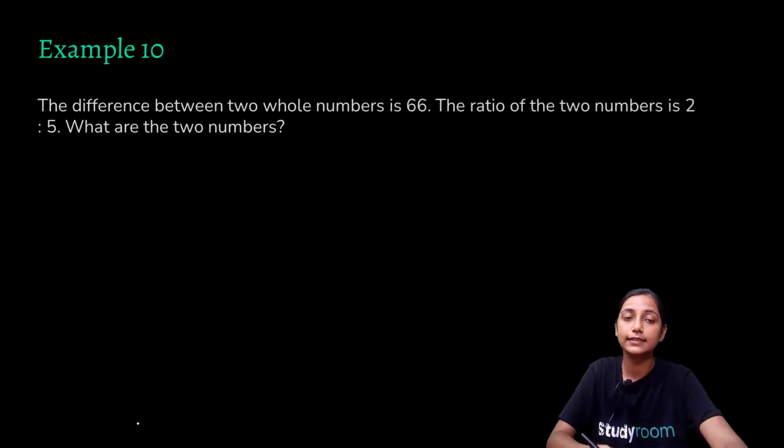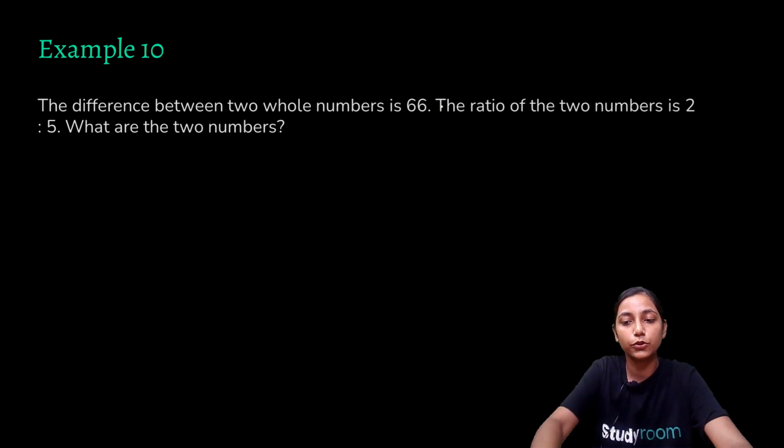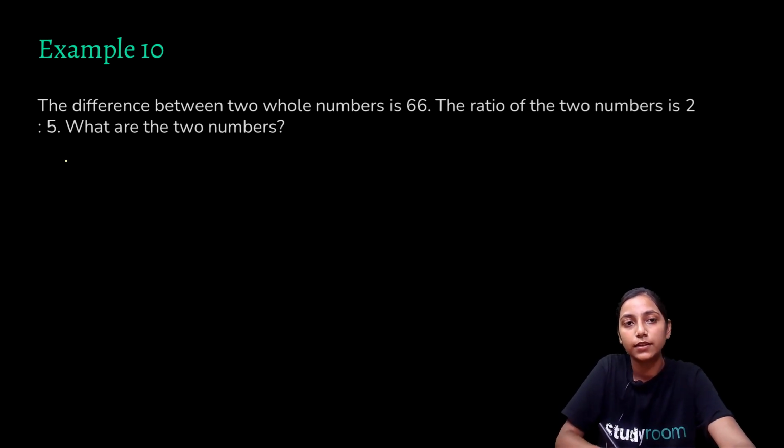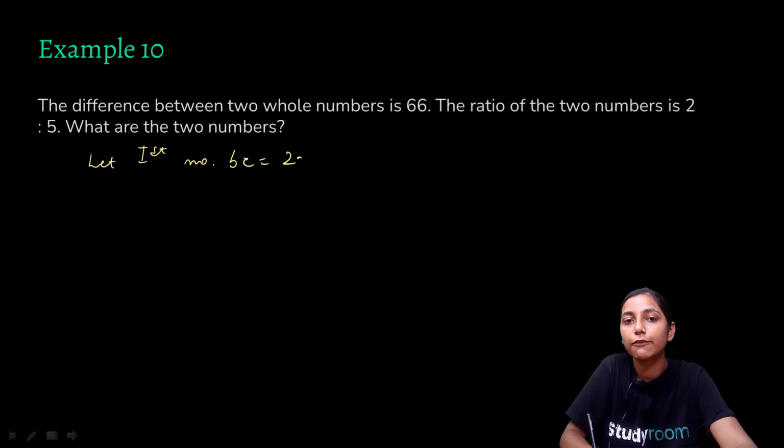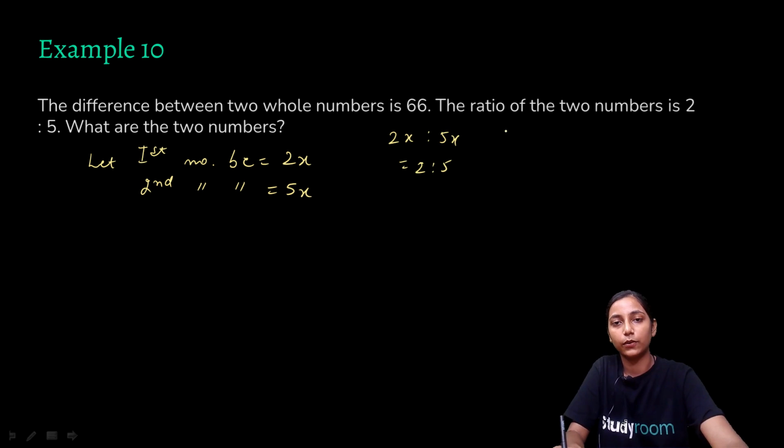Our next example is example number 10. The difference between two whole numbers is 66. The ratio of the two numbers is given to be 2:5. What are the two numbers? So if the ratio is given to be 2:5, then we can write the first number as 2x. If the first number is 2x, then the second number will be 5x. You can check that the ratio of 2x and 5x is going to be 2:5. So it is satisfied, okay?